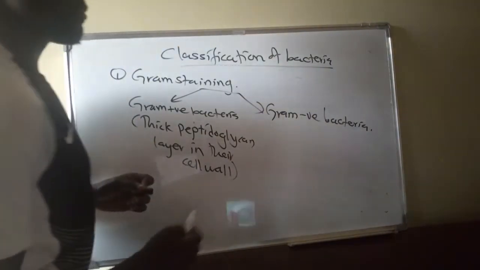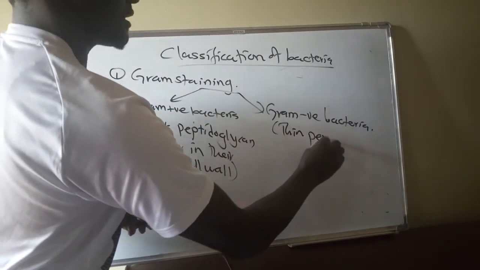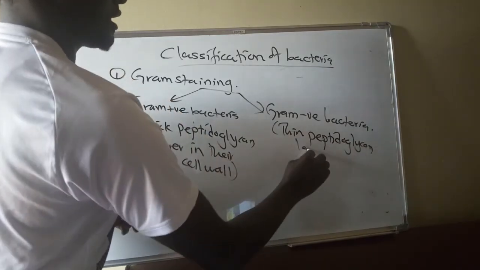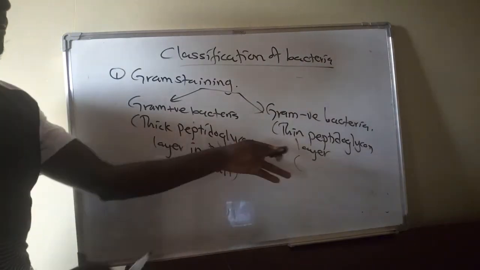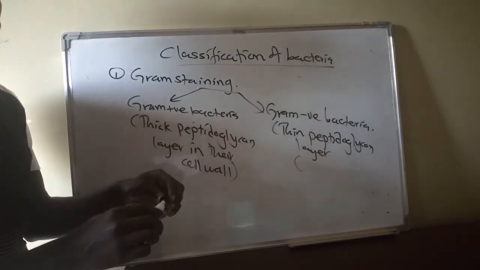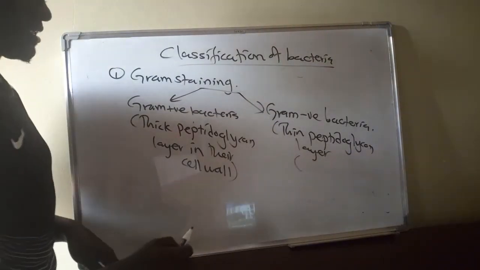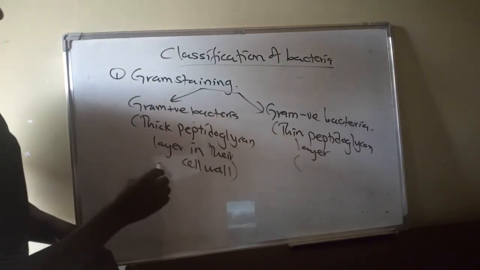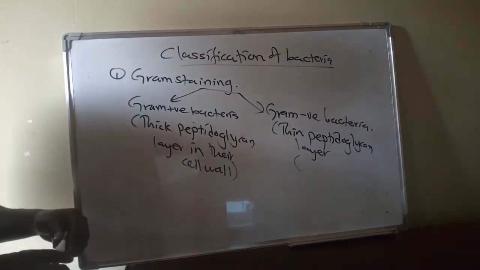Then we have the gram-negative bacteria. These have a thin peptidoglycan layer. Being that the layer is thin, their cell wall is generally thin, and it cannot retain the gram stain. And we do have examples of such bacteria.